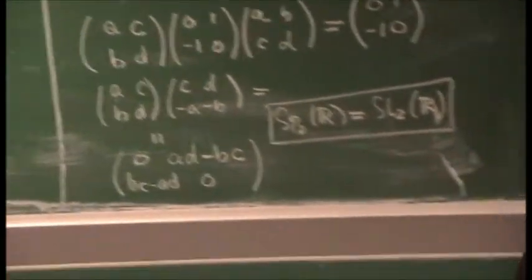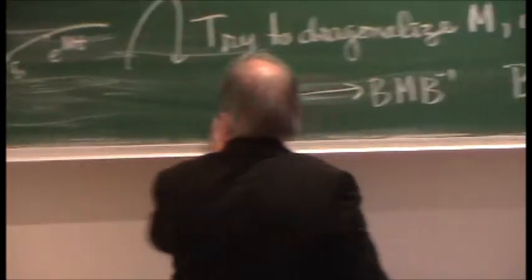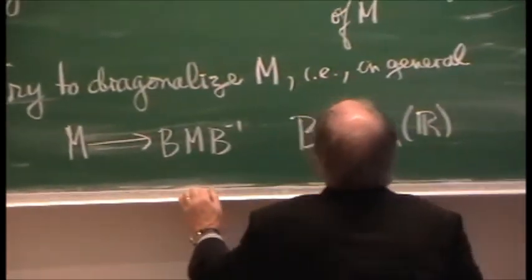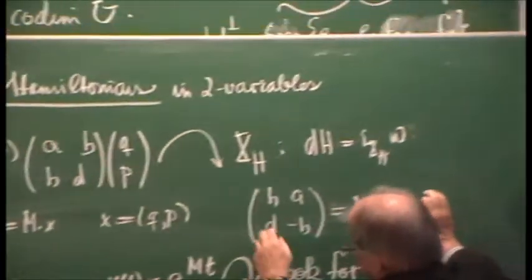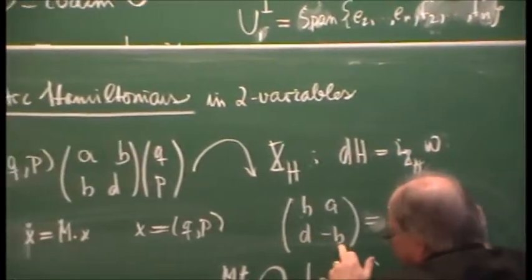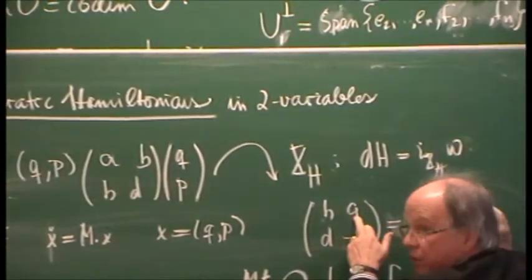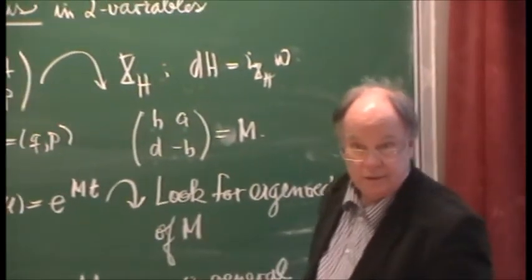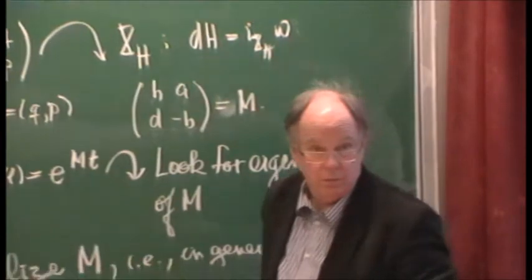And so the question is, given a matrix of some special form like this, like in your homework you did it, it was B, minus B transpose, A a symmetric matrix, and D a symmetric matrix. Given something like this, try to diagonalize it. That's the goal.